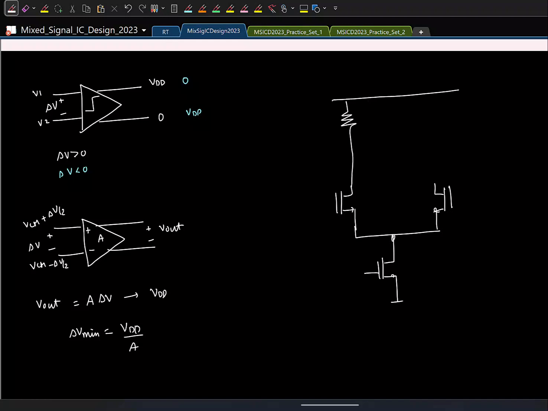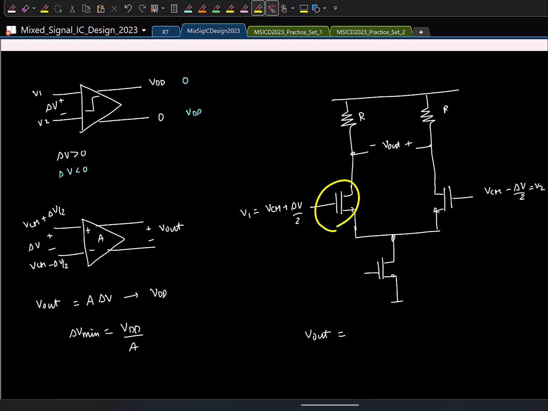So let's say I do this. Let's say this is VCM plus delta V by 2. So this is V1 and this is V2. If this is R and I call this the output, what is the output? What is the gain of the circuit? Assume that there is no R0 for the transistors and all. So what is the gain? gm times R. Okay, it's okay if you don't remember. gm times R times delta V will be the output. Fine.